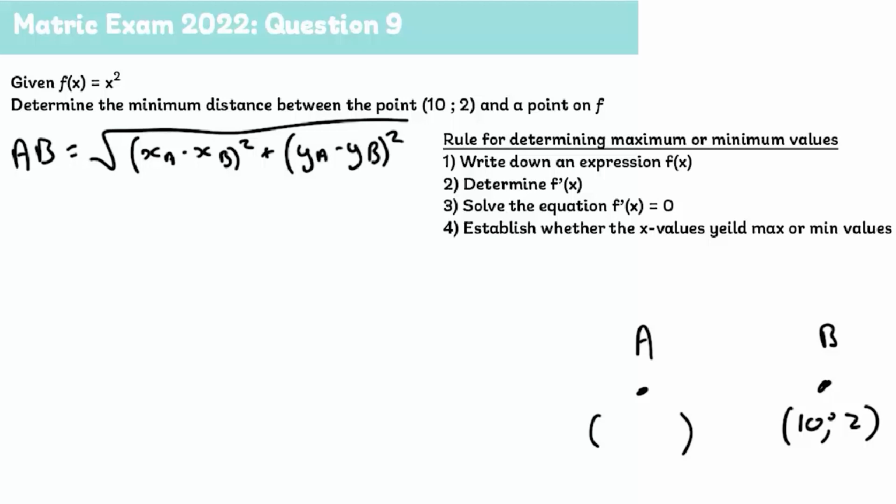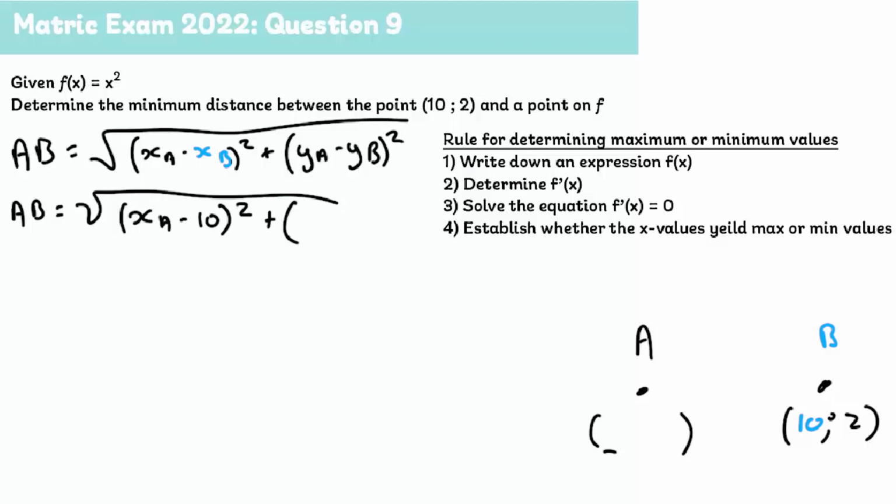And now it's a simple case of just filling in the variables. So AB will equal the square root. Do we have X of A? No, we don't. It's missing. So we'll leave it as X of A minus X of B, which is 10, and that'll be squared. Do we have Y of A? No, we don't. So let's leave that variable in, minus Y of B, which is 2, squared. This in itself will not work because we need an X value and we need a Y value.